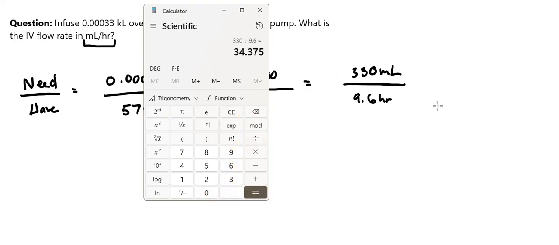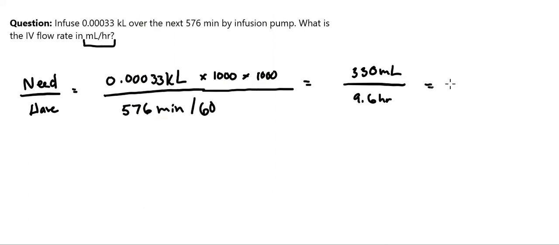34.375. We've been rounding all of these to the nearest tenth or one decimal place. So let's do that for this one and round this to 34.4. And it is milliliters per hour, which is what we needed.